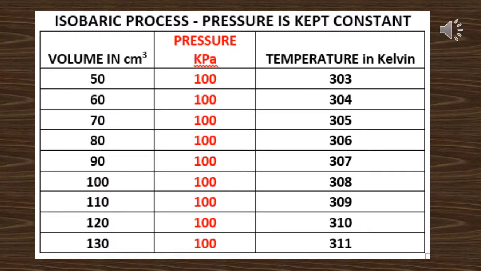To draw the PV diagram, TP diagram and VT diagram, some data are required. That's why I have drawn one tabular column with these three parameters: volume, pressure and temperature. As I have told earlier, pressure is kept constant. Pressure is not going to be altered. Volume and temperature alone will change. Here I have taken some typical values of volume and temperature. By using this, we are going to draw the PV diagram, TP diagram and VT diagram.